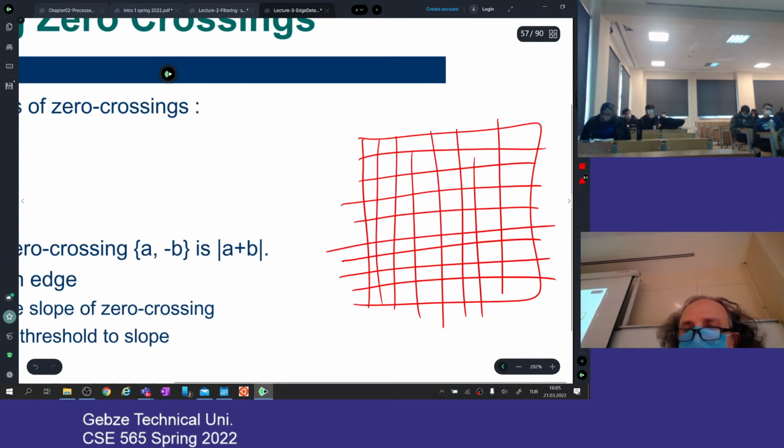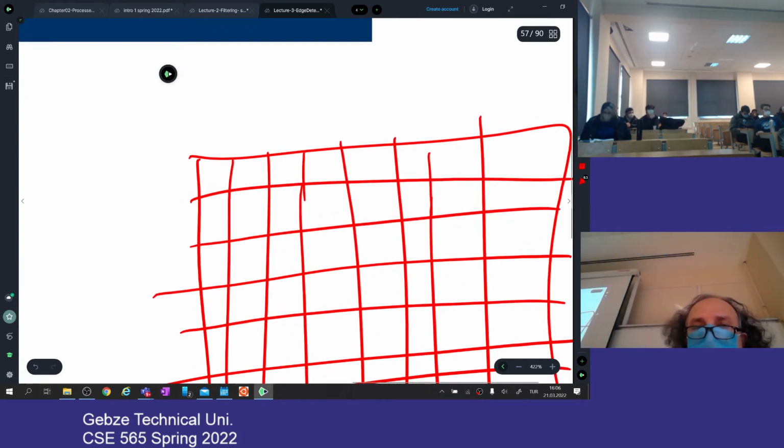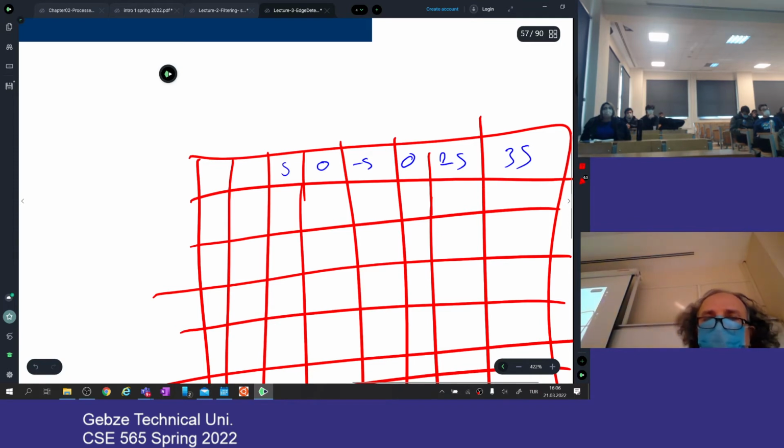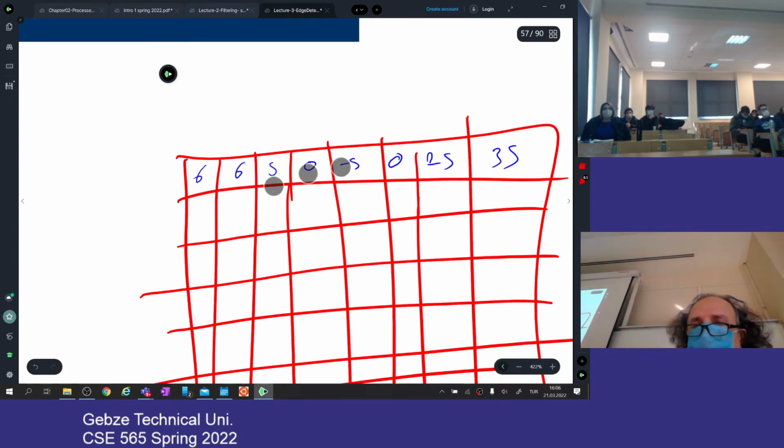Let's say here I have 5, 0, minus 5, 0, 25, 35. Okay, and maybe 6 here, maybe 6 there. So let's find the zero crossings. Let me show you the zero crossing. There are no zero crossings here. I have seen a zero crossing here. So it goes from minus 5 to plus 5 to minus 5.